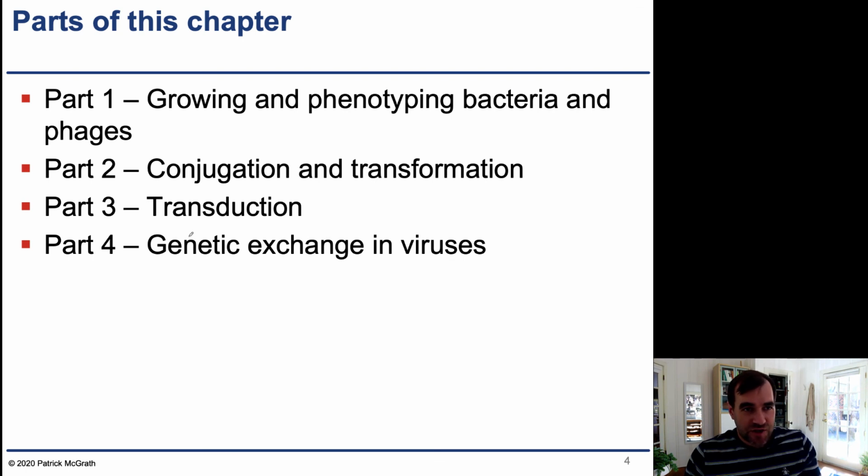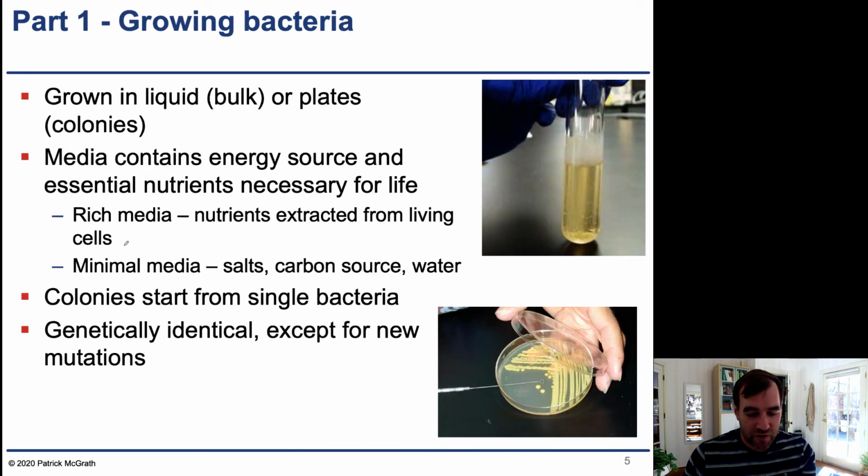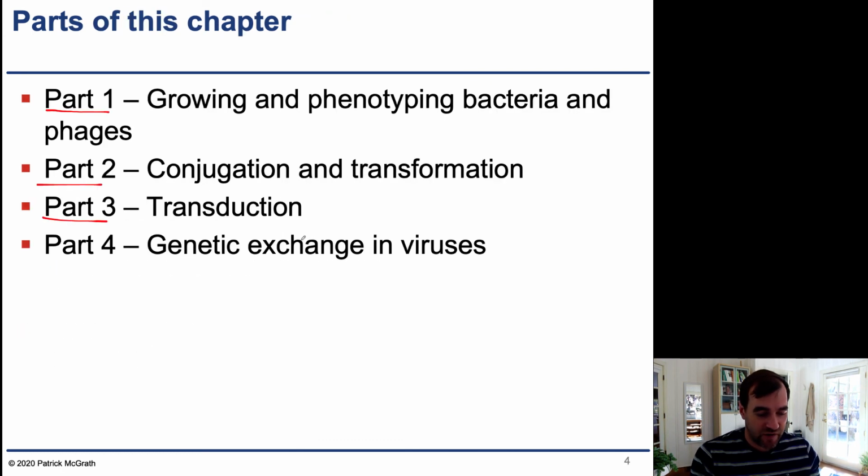In this chapter, there are going to be 4 parts. One, we're going to discuss growing and phenotyping bacteria and phages. How do we do that? Part 2 and part 3 will be on genetic exchange between bacteria. How are they able to exchange different types of DNA with each other? There are 3 main processes. The first 2 will be on conjugation and transformation, and then part 3 will be on transduction. And then finally, part 4, we'll talk a little bit about genetic exchange in viruses.